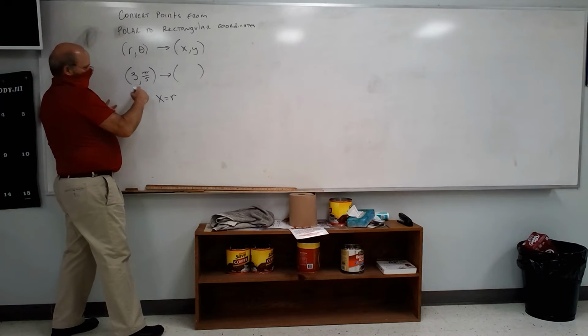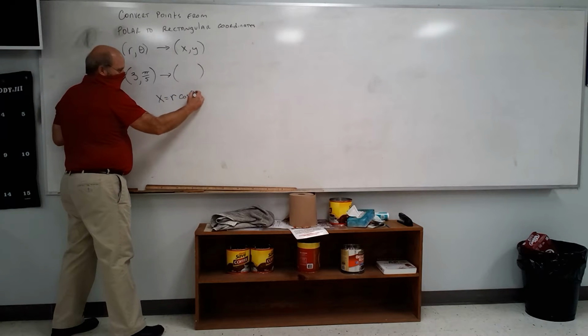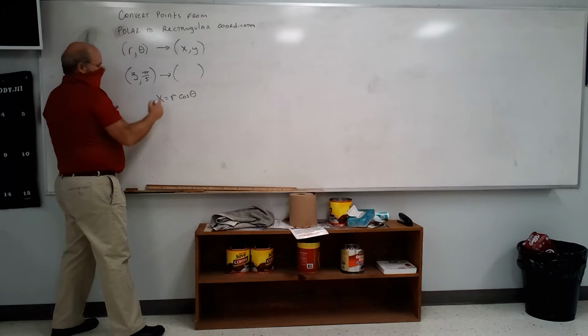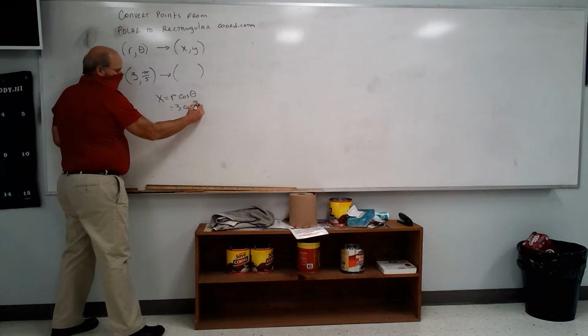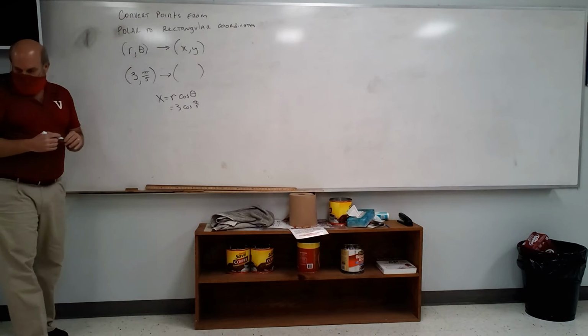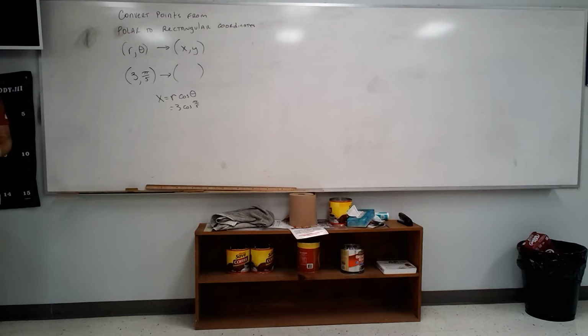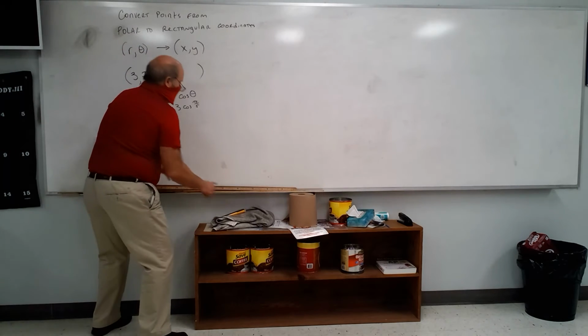This is r times cosine theta. That's going to give you the x coordinate. R times cosine theta is 3 times cosine pi over 5. If you type that in your calculator, 3 times cosine pi divided by 5, make sure you're in radians. We're working in radians right now. Mode, radians. That gives 2.427. That's the x coordinate.